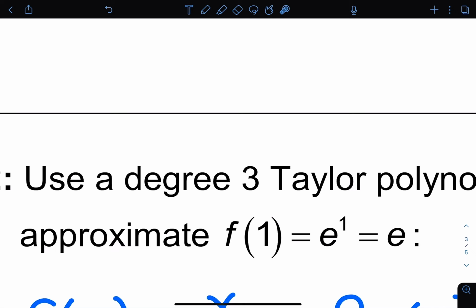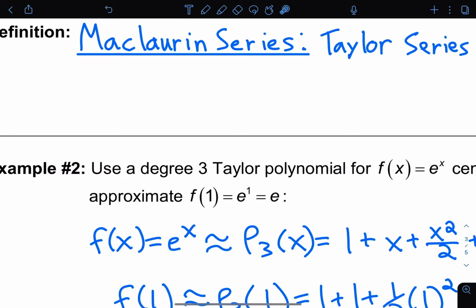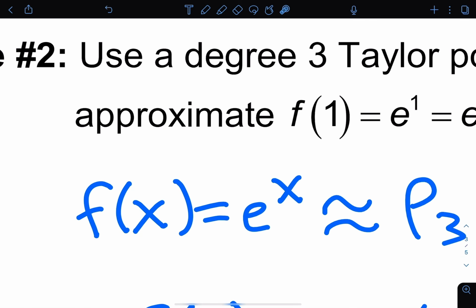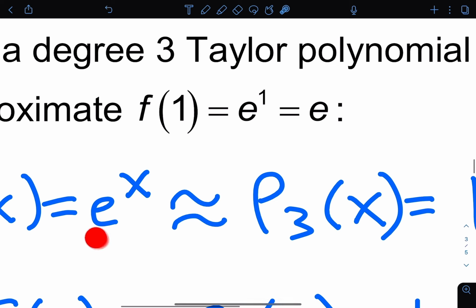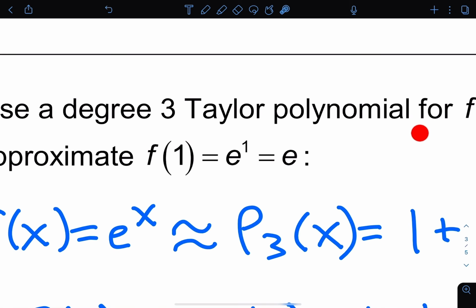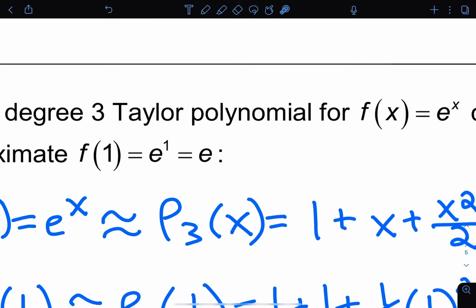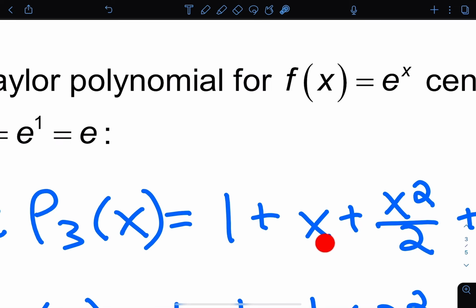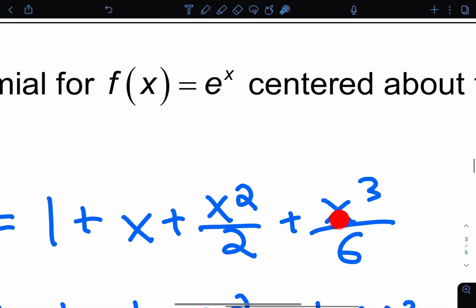But how good could we have made an approximation before we had electricity in the world? Well, let's take a look. So my function is e to the x, right? Now, a little bit of notation here. I'm approximating e to the x with P3 of x. P3 is short for my degree 3 Taylor polynomial. Degree 3 does not mean 3 terms. It is as many terms as it takes until I get to the x cubed term. So for e to the x, it was 1 plus x plus x squared over 2 plus x cubed over 6.